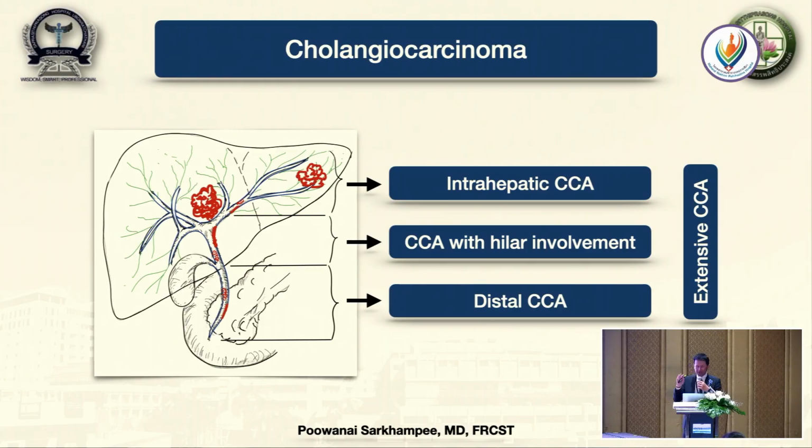We know that cholangiocarcinoma is divided into many classifications. Anatomically, sometimes we divide into intrahepatic cholangiocarcinoma, perihilar cholangiocarcinoma, intrahepatic cholangiocarcinoma with hilar involvement, and distal cholangiocarcinoma. Sometimes the tumor extends from the hilar regions.